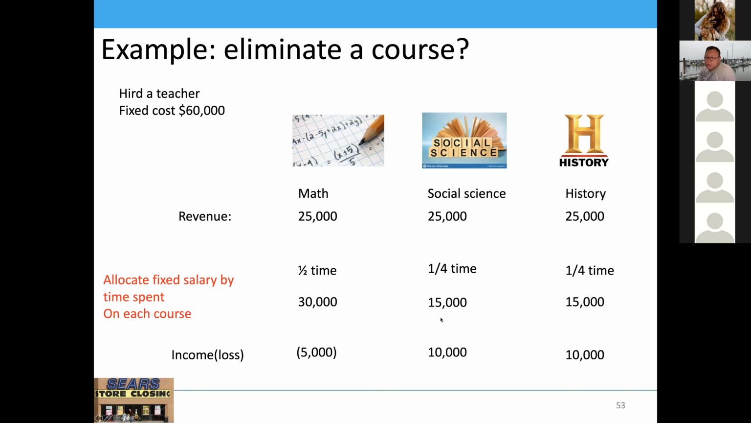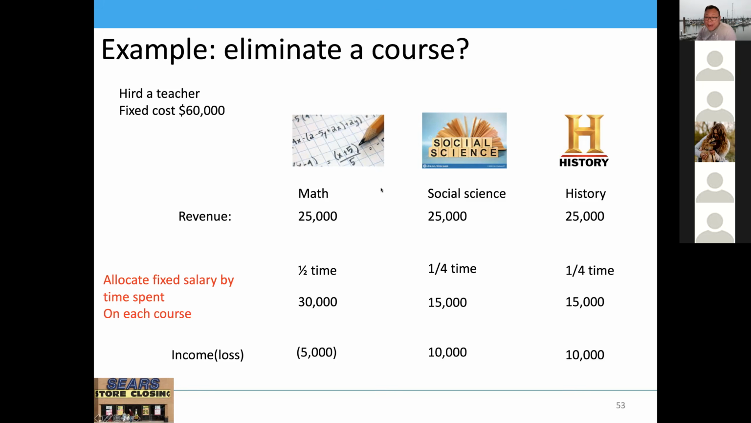So then what are you going to do? You are going to close all the courses, because you are losing money. So if you take a look at the whole picture, the total revenue is 75,000 and the total cost is 60,000. So every year you are making $15,000. If you keep it as it is, every year you are making 15,000.